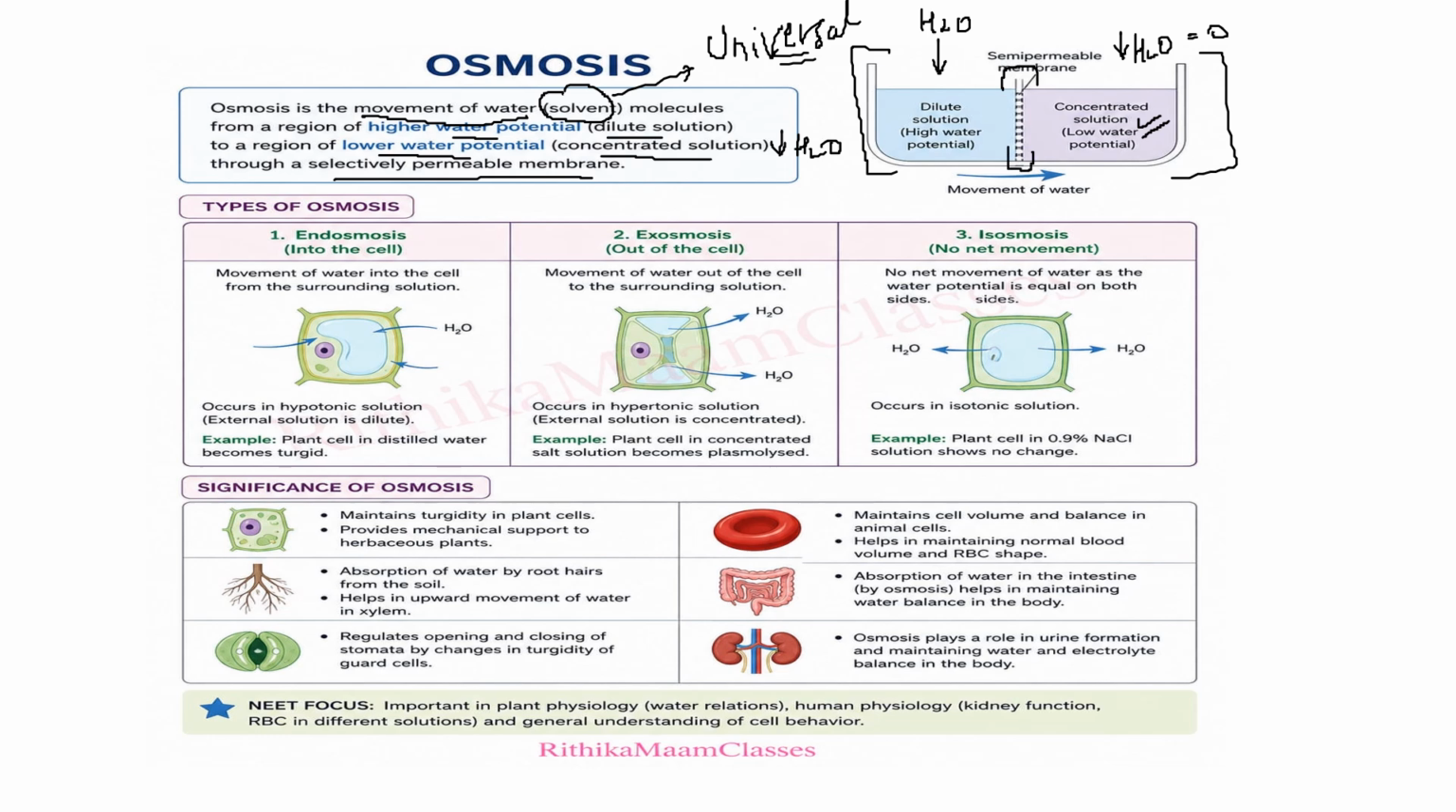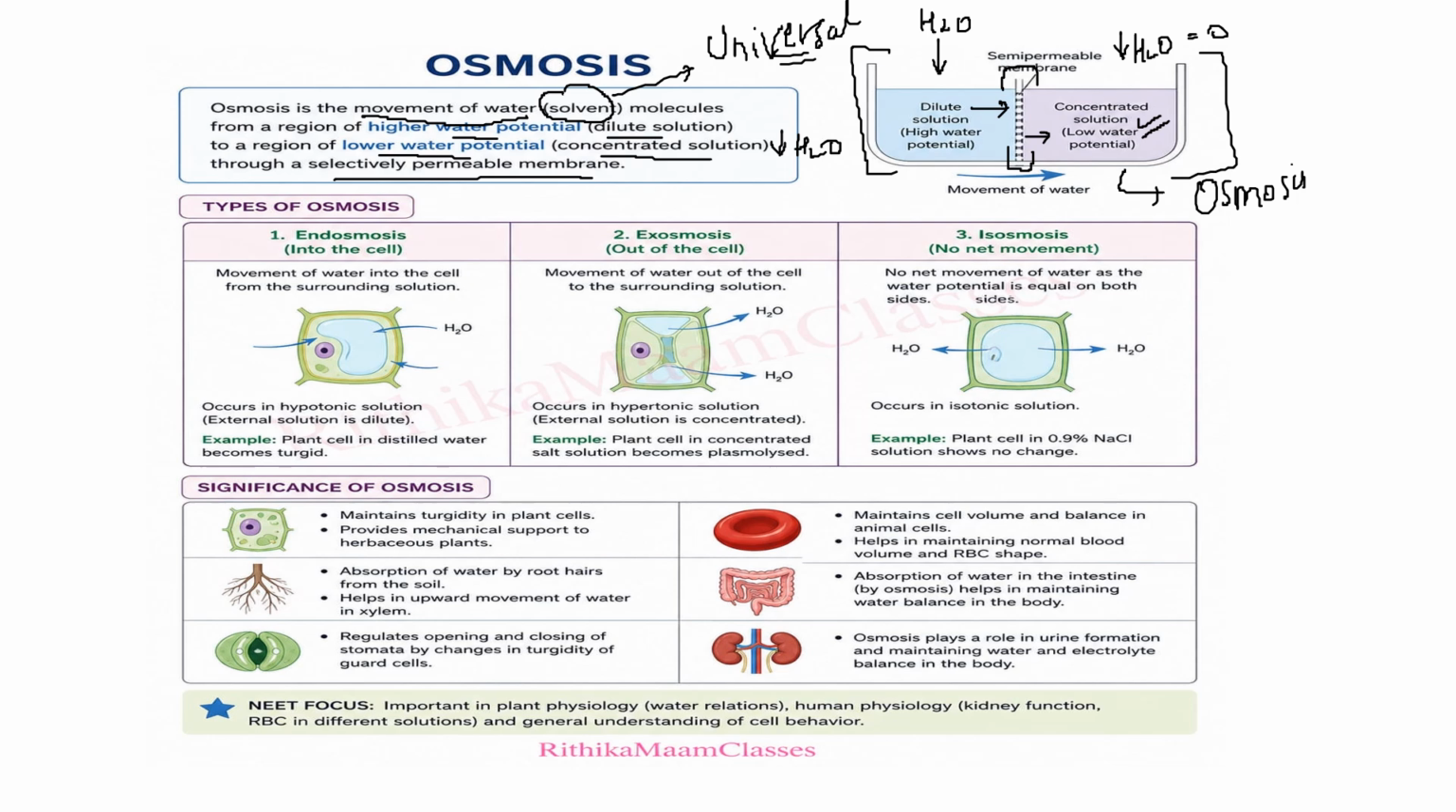So this semi-permeable membrane allows the molecules from the higher concentration, that is the water, to move through this wall and then go into the lower water potential. So this particular process is known as osmosis.